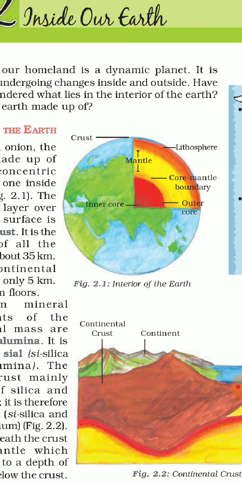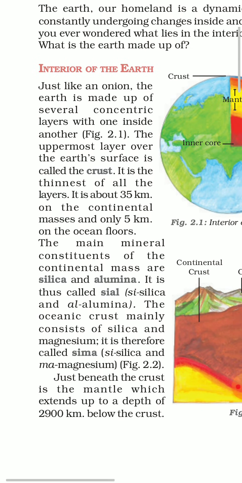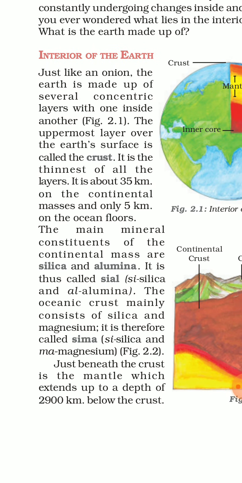The uppermost layer is the crust, which is a solid mass. The crust is the thinnest layer. Its thickness varies from 35 km under the continents to about 5 km under the ocean floor. Two distinct layers form the crust, the upper crust or the sial and the lower crust or the sima.